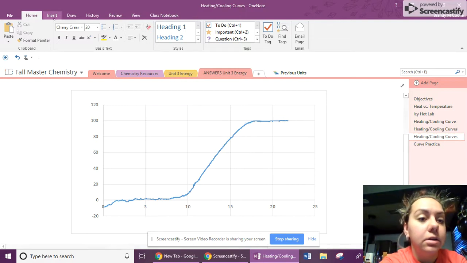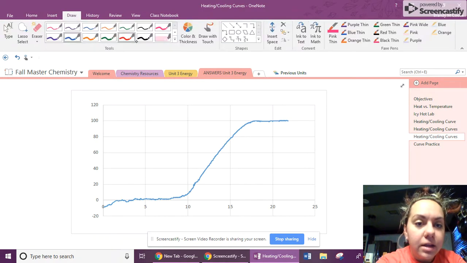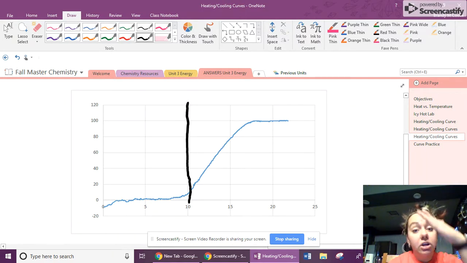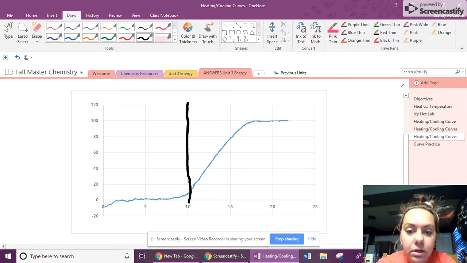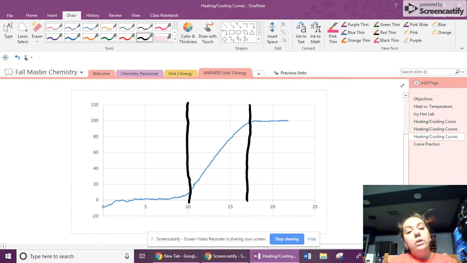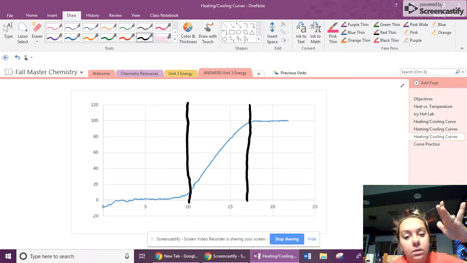I'm going to make some lines on here because I thought that this change in direction was pretty peculiar, and I wanted to isolate that as well as that change in direction. So we know that when we were doing the lab, we had a constant source of energy, a constant source of heat. The hot plate was giving energy to the beaker. And we didn't take it off the hot plate. We didn't turn it down. We didn't do anything like that. So why are we seeing these changes in the shape of the graph when it had a constant heat source?